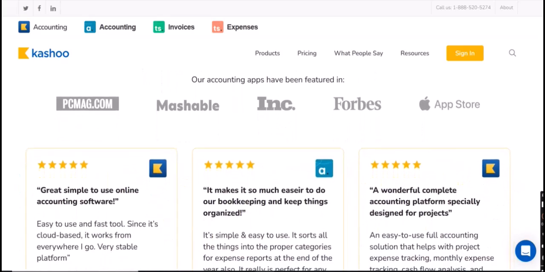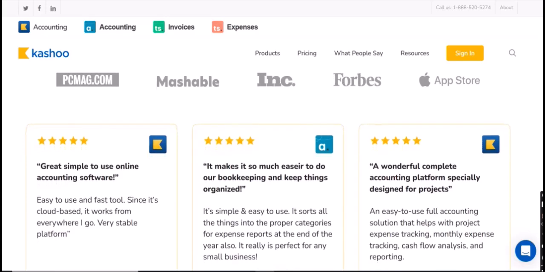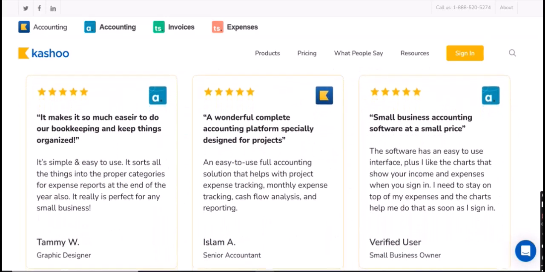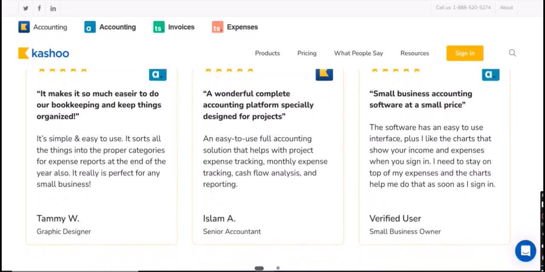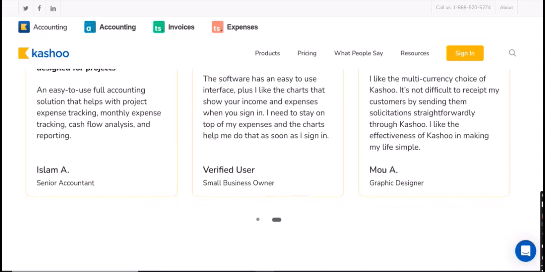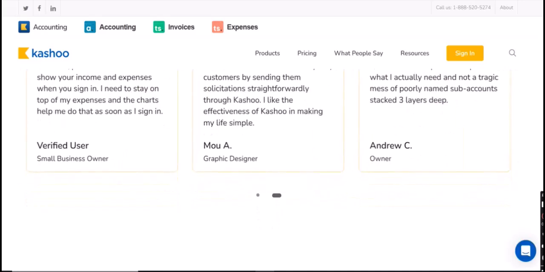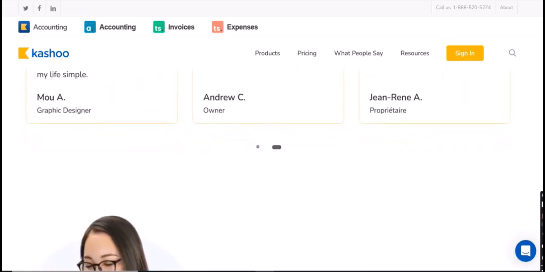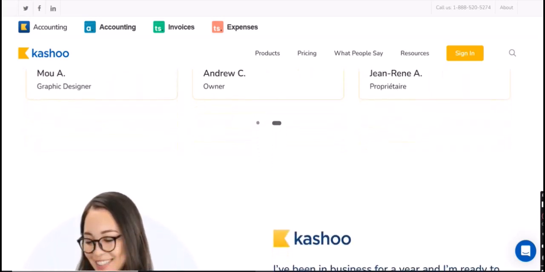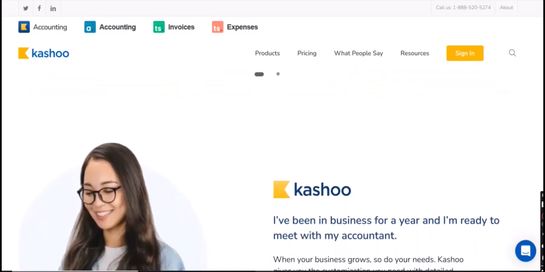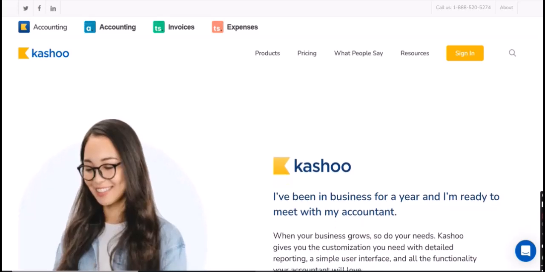Limitations to consider. While Kashoo offers a solid set of features for basic small business accounting, it's important to be aware of its limitations. Limited advanced features. Compared to more robust accounting software, Kashoo may lack advanced features such as inventory management, payroll integration, project accounting, or sophisticated budgeting tools. It often relies on third-party integrations. For businesses with more complex needs, these limitations might be significant.